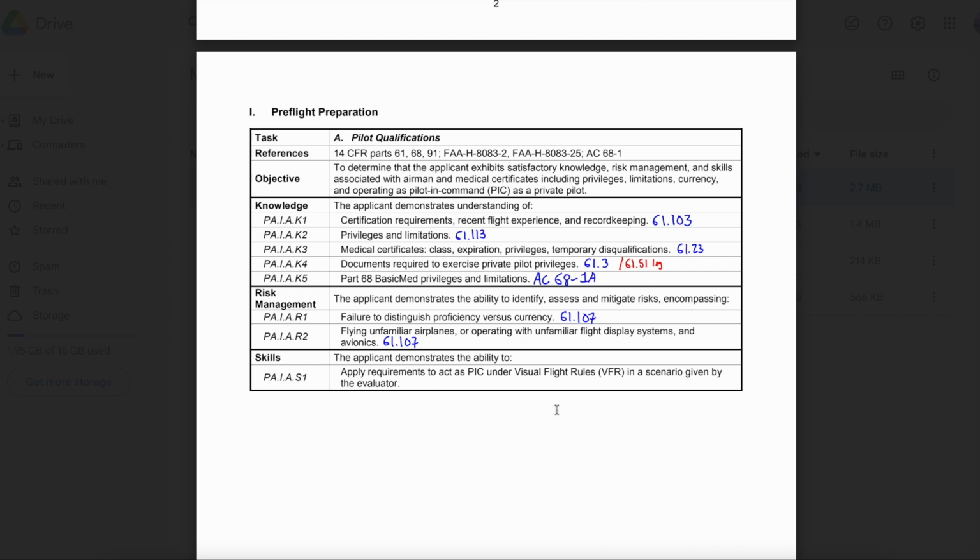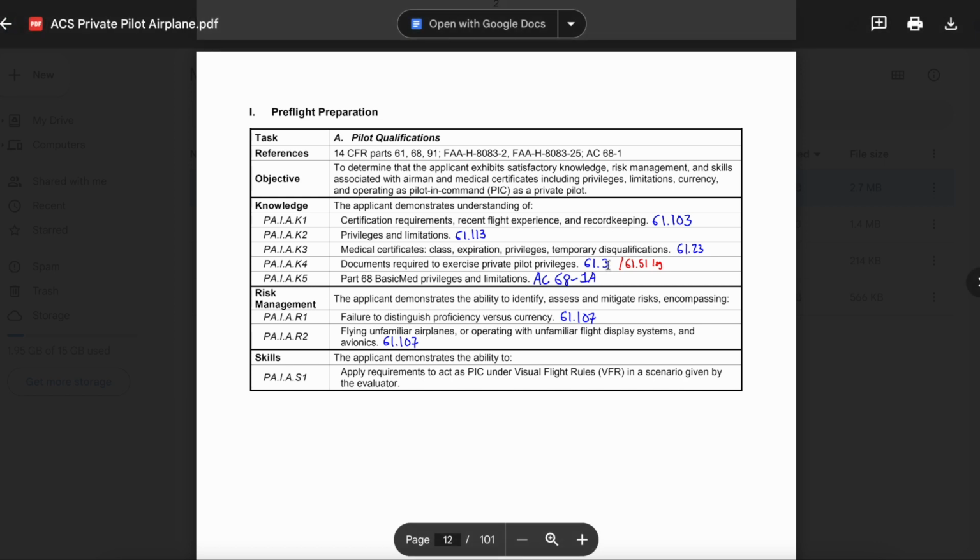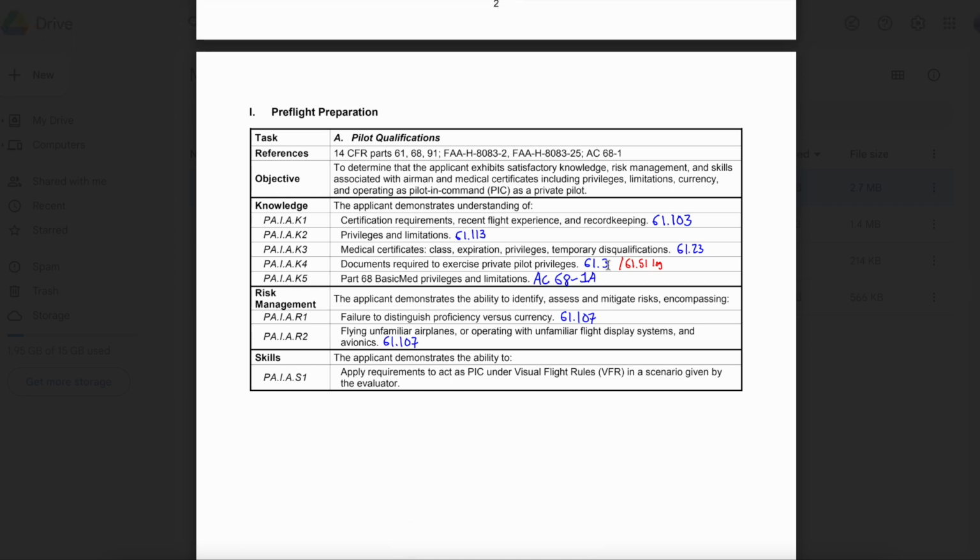To act as a required pilot flight crew member of a physical aircraft, what must a pilot have in his or her possession readily accessible in the aircraft? 14 CFR 61.3 says that you must have a valid pilot certificate, a valid photo identification, and a medical certificate.